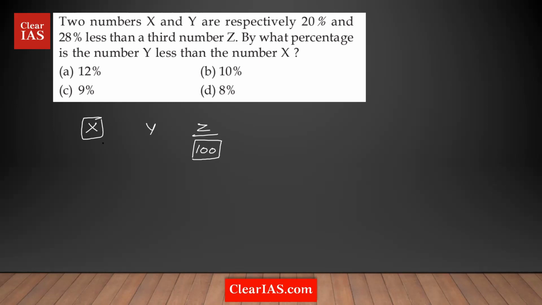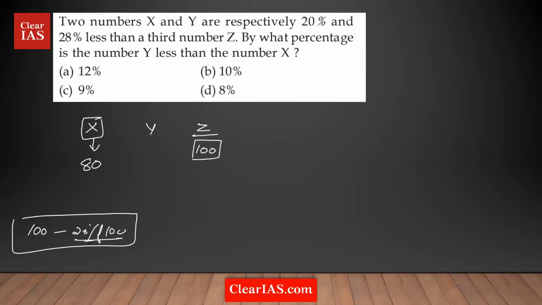So can you tell me, if Z is 100, what's the value of X? All of you comment on the chat box. What would be the value of X? 20% less than 100. 80, sir. 80. Correct? 20% less than 100 is nothing but 80% of 100. See, 80% of 100 is nothing but 80 itself. Or 100 minus 20% of 100, right? This is what we're doing. 20% of 100, we already know the value, it's 20 itself. So 100 minus 20 is 80.